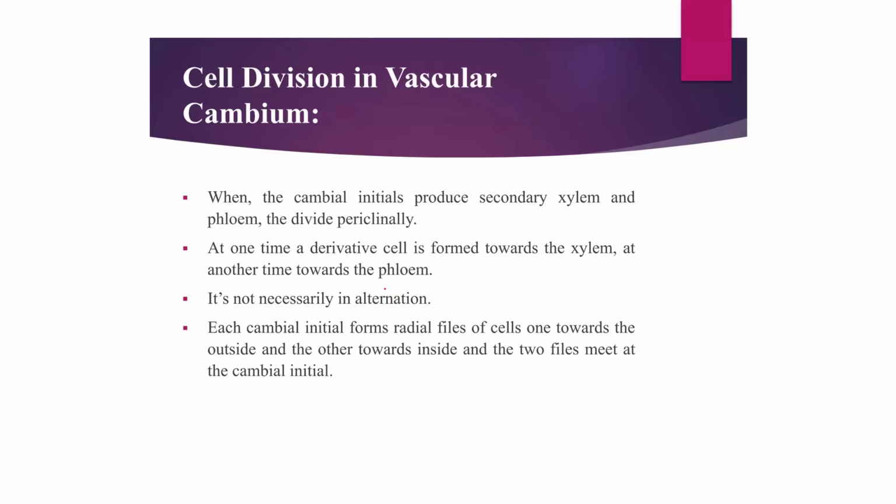So one time they produce the cells towards the xylem side, inside, and sometimes they produce towards the outside, that is the phloem. So it is not necessarily in alternation. So each cambial initial forms radial files of cells, one towards the outside and the other towards the inside. And the two files meet at the cambial initial.